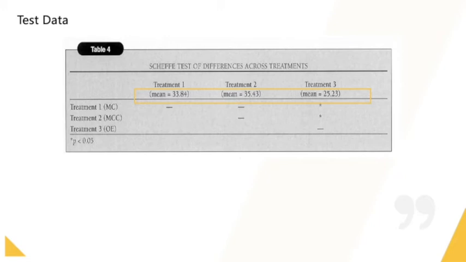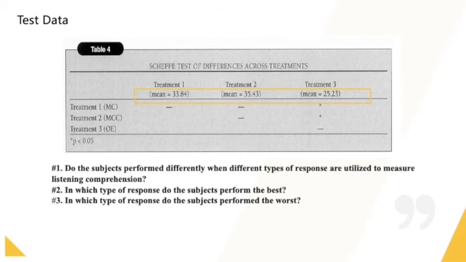So now we can answer research questions number 1, 2, and 3. In both the traditional multiple choice and multiple choice closed tests, the students scored higher than on the open-ended test, showing clearly that the listening scores increased in the selected response category. And students performed best on the multiple choice closed test, followed by the traditional multiple choice test, then they scored the lowest on the open-ended test.